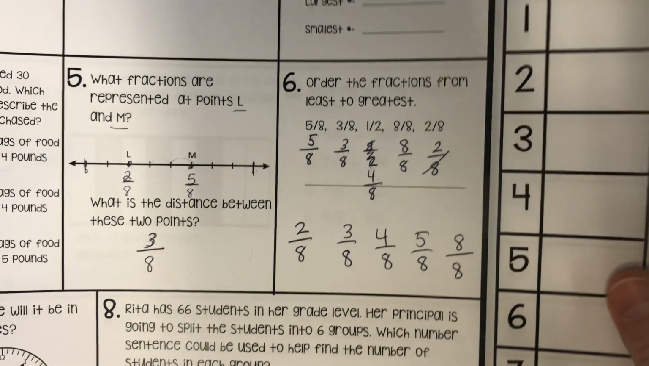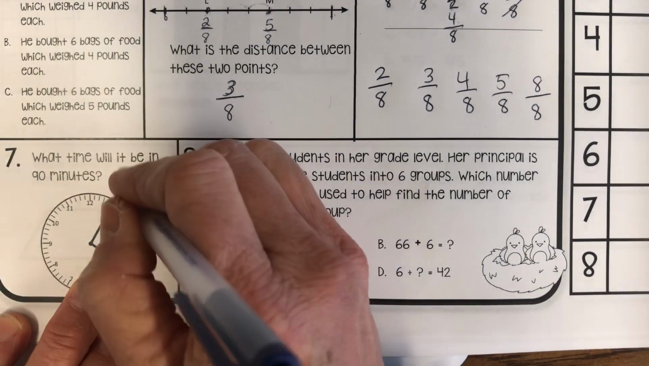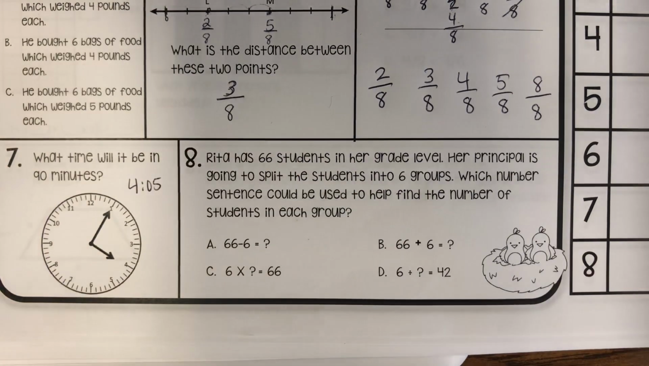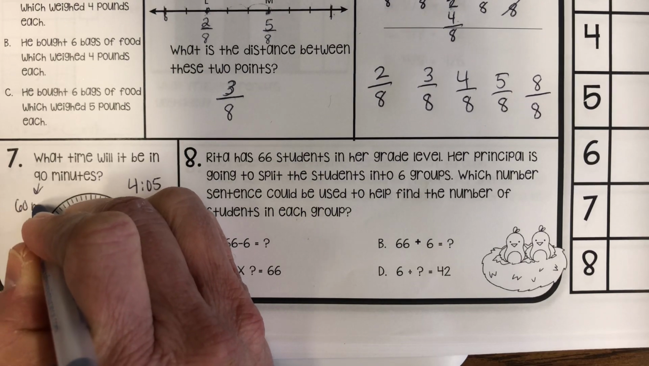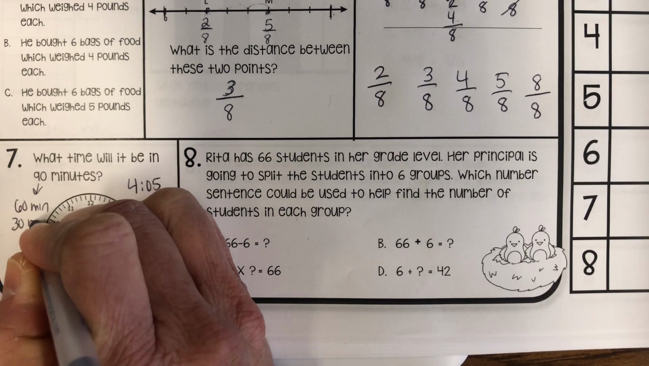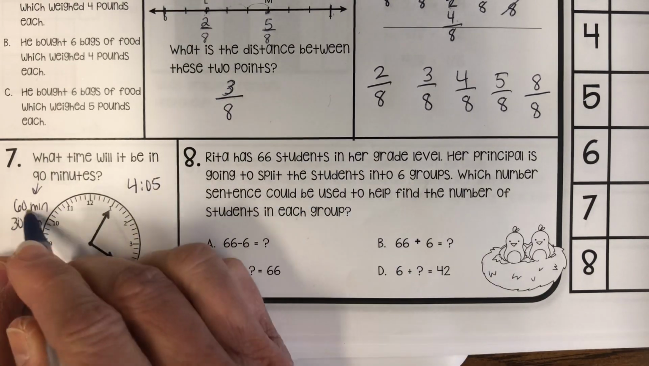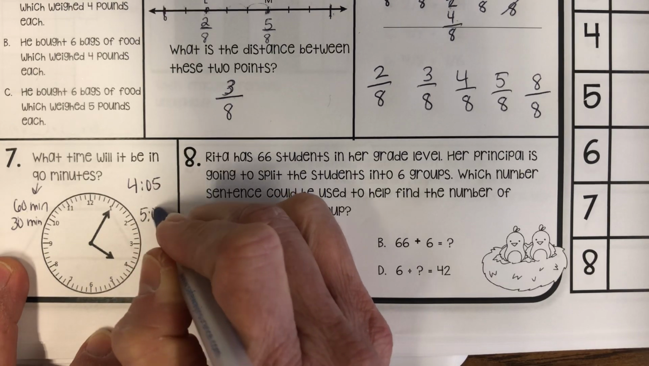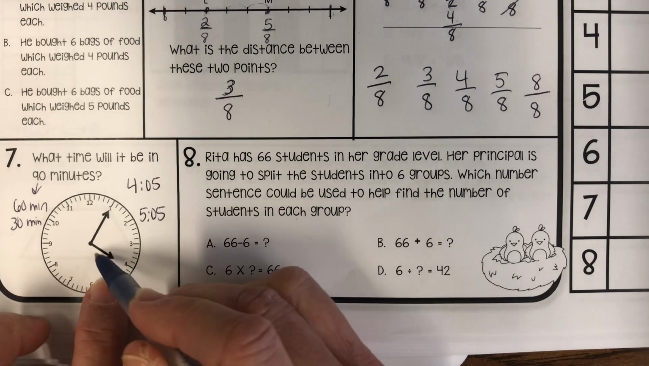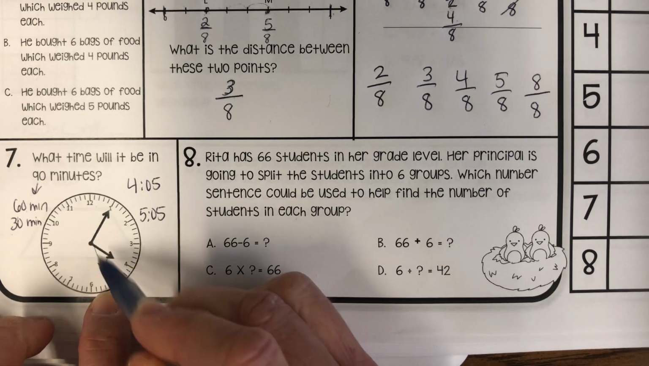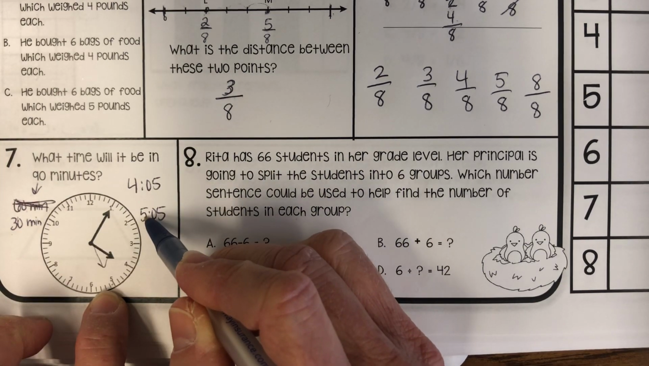All right. And number 7, what time will it be in 90 minutes? All right, so it's 4:05 now, right? Okay, we have to know that 90 minutes is 60 minutes and 30 minutes, right? Because 60 plus 30 is 90, and 60 is an hour. So if we added 60 minutes to this, it's going to be 5:05. We change it from 4:05 to 5:05 by adding 1 hour, 60 minutes.